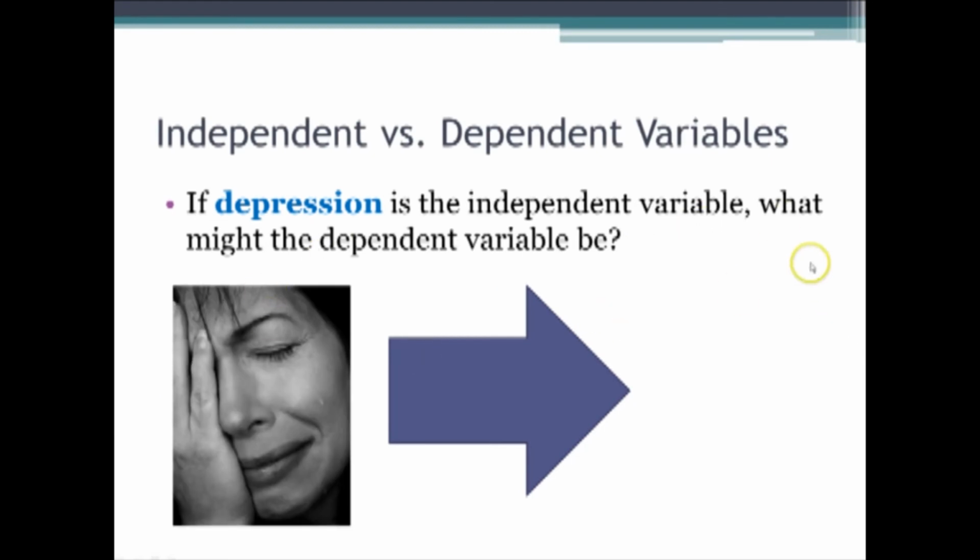You could also flip this around. You could have a variable that could be independent or dependent, or you could even have a chain, where something causes this and that causes something else. So if depression is the independent variable, what might the dependent variable be? It could be behavioral outcomes.